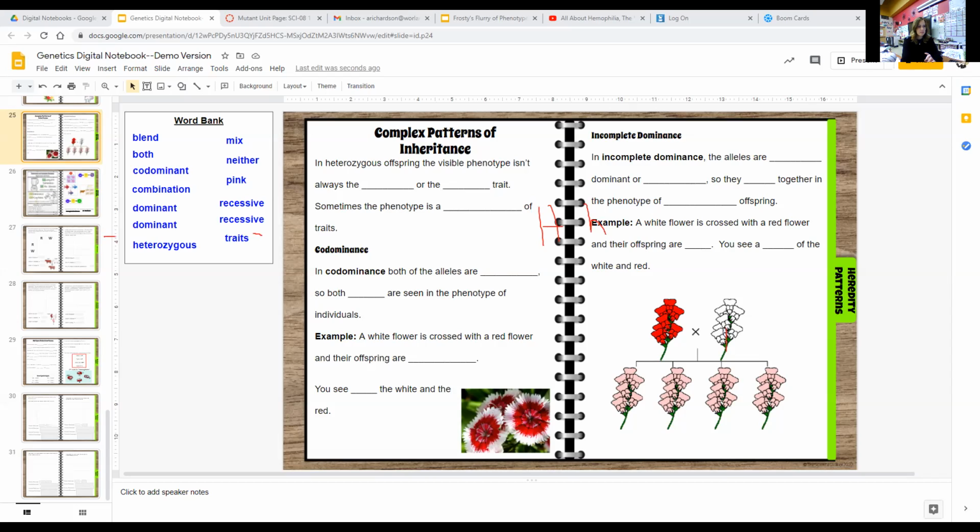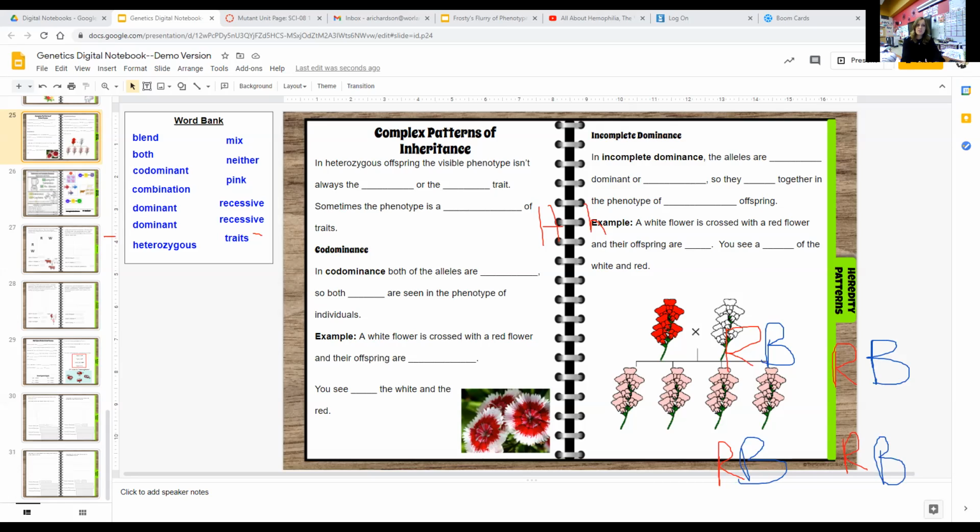So I'm going to take my R's and put them in my Punnett square. Those are bad R's. And then I'm going to bring my B's across and fill in that Punnett square. All right.